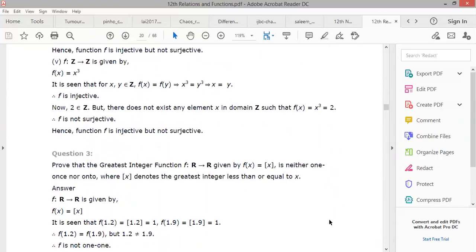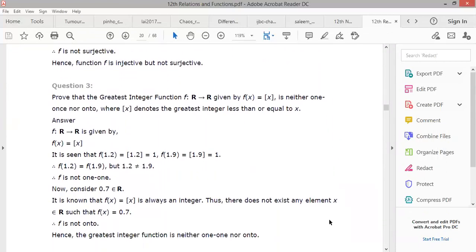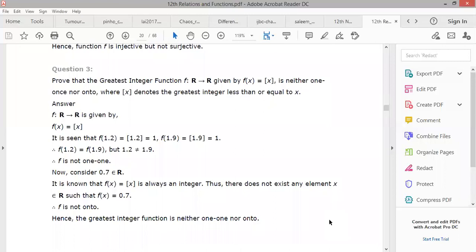Okay. Next is question number 3. We have to prove that the greatest integer function f from R to R given by f of x is equal to the greatest integer function is neither 1-1 nor onto, where this is the greatest integer less than or equal to x. So the question is, f is a mapping from R to R, the set of real numbers to real numbers, and it is given by f of x is equal to the greatest integer function.